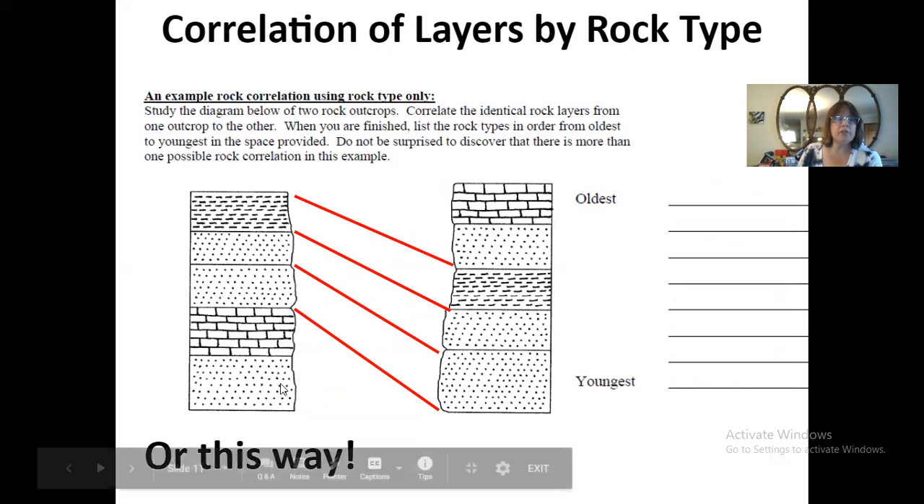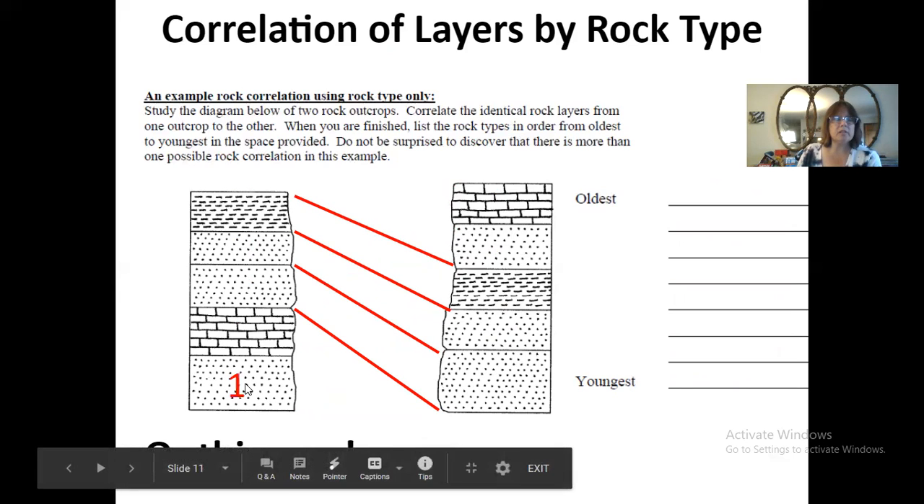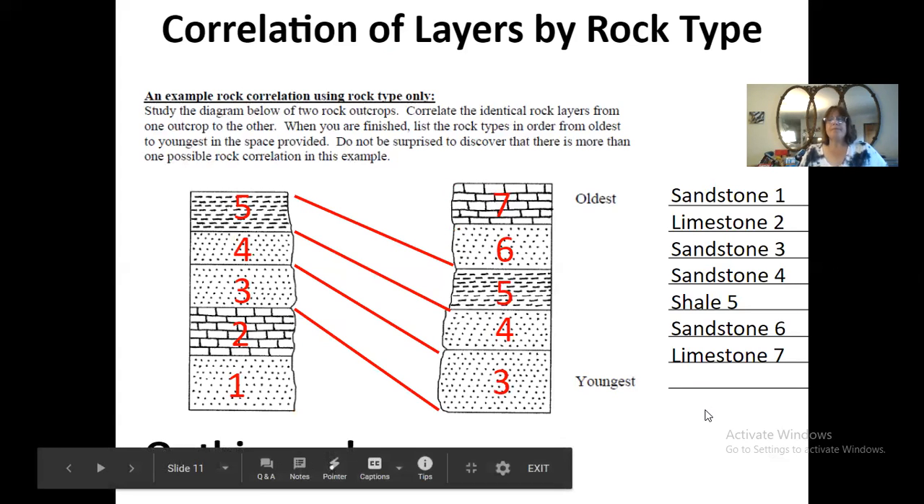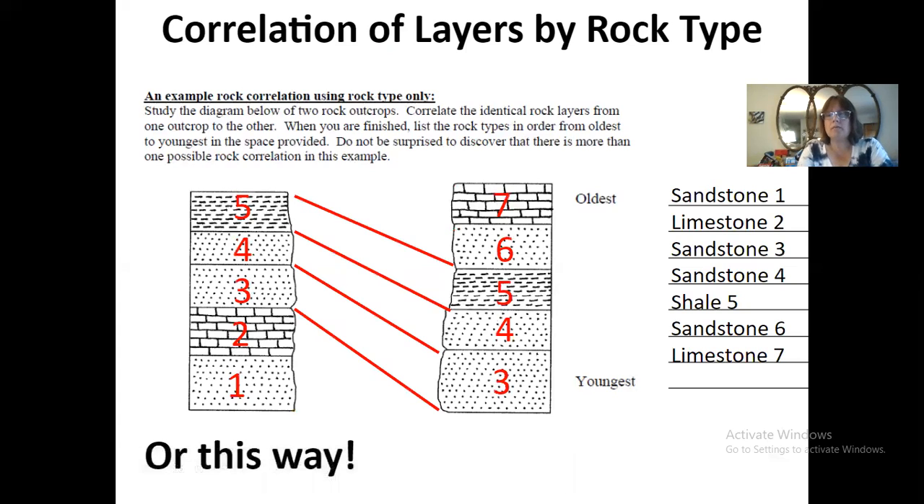And then what that would do is make this one the oldest, this one formed second, this one formed third, this one formed fourth, fifth, sixth, and seventh. So the point in doing all these examples using the same two columns is that correlating rocks just by their type is not efficient, effective, or often correct. So additional information is required.